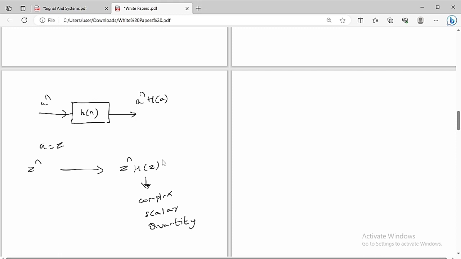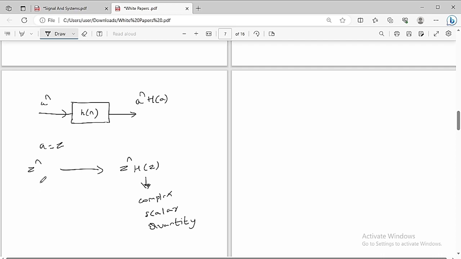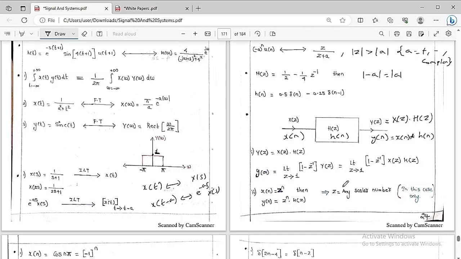That is the reason the input is called the eigenfunction for this LTI system. If the output is a scaled version of the input, then the given input is called the eigenfunction for the given LTI system. So always remember that if the output is a scaled version of the input, then the input is called the eigenfunction for the given system. This point you always have to keep in your mind. So the input is z to the power of n. What is the output? z to the power of n into H of z. So x of n is equal to z to the power of n, so y of n is equal to z to the power of n into H of z. z can be any scalar number.